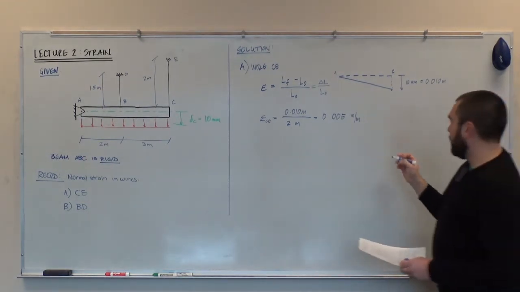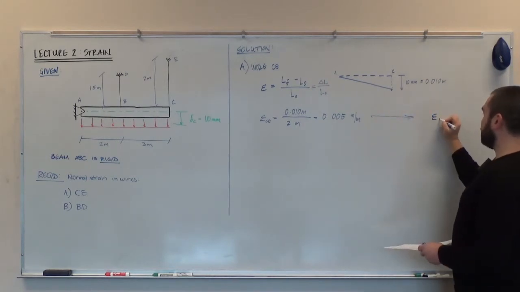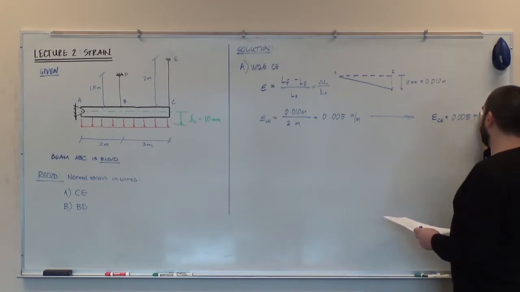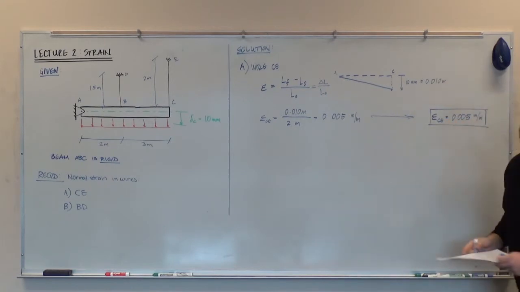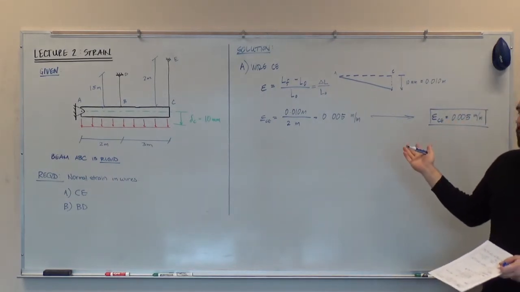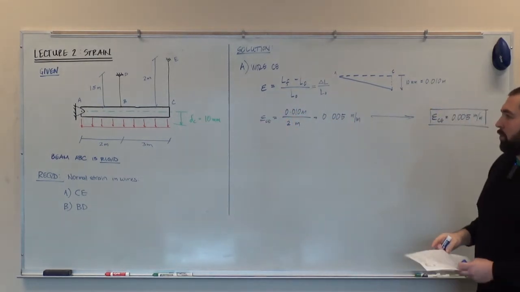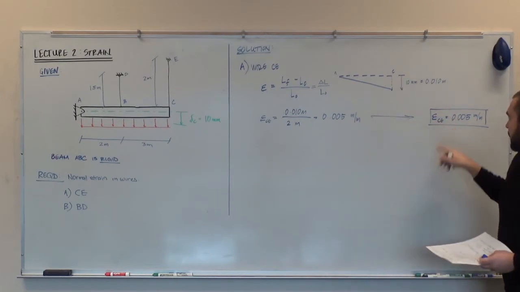Okay, so this is our final answer. We'd bring this over to the right-hand side, and we say that the average normal strain in wire CE is equal to 0.005 meters per meter. And in terms of sign convention, this is going to be a positive quantity because wire CE is getting longer. We have a positive normal strain. It's in tension. It's elongating. So this would be a positive value.